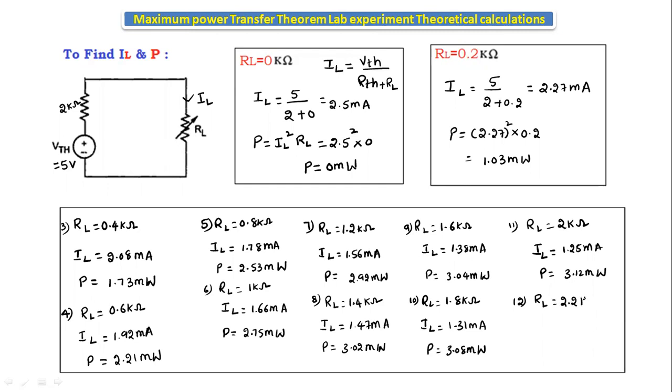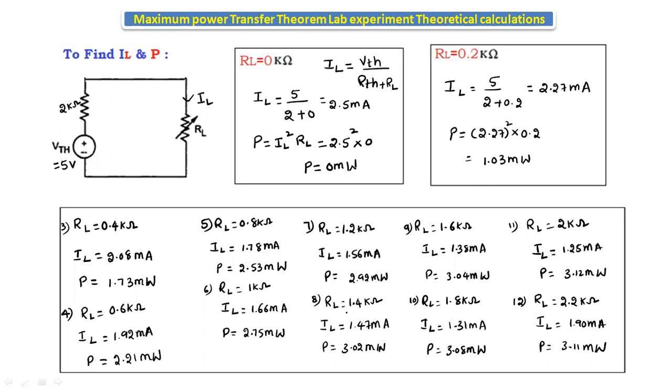Next, after 2 kilo ohm, we will take some more resistor values, and we will check 2.2 kilo ohm. RL is equal to 2.2 kilo ohm, and the IL is 1.90 milliamps, and the power P we will get is 3.11 milliwatts. Like this we will get the power values. After 2.2 we will take 2.4, 2.6, 2.8, up to 4 to 5 values after 2 kilo ohm, and we will find the IL value and P value.